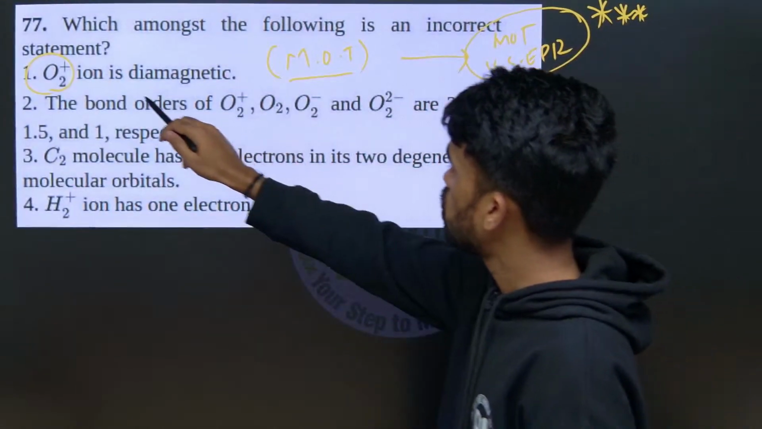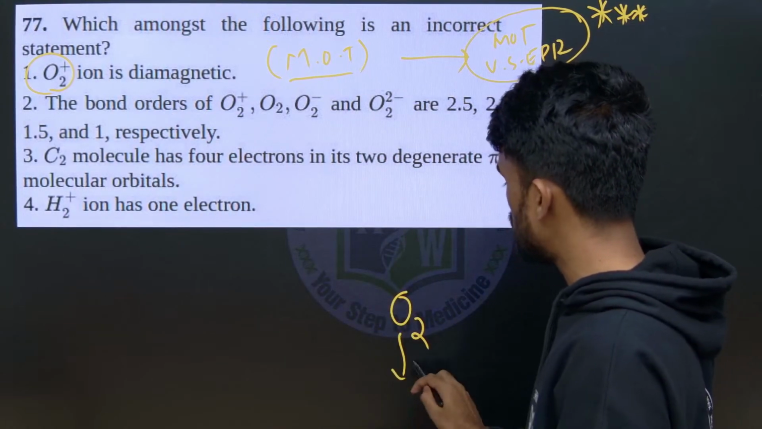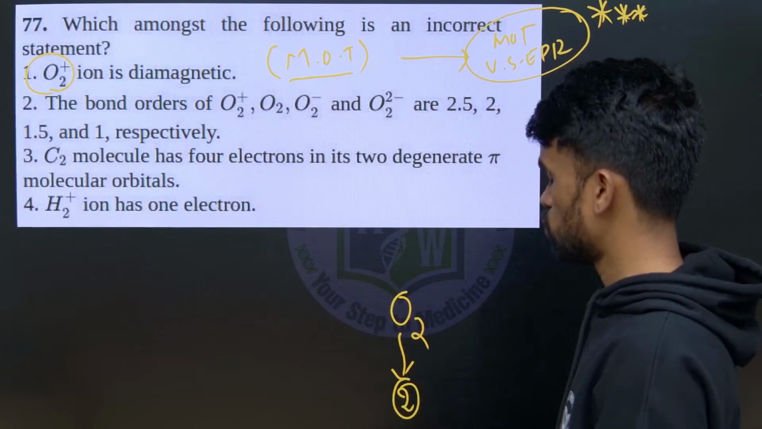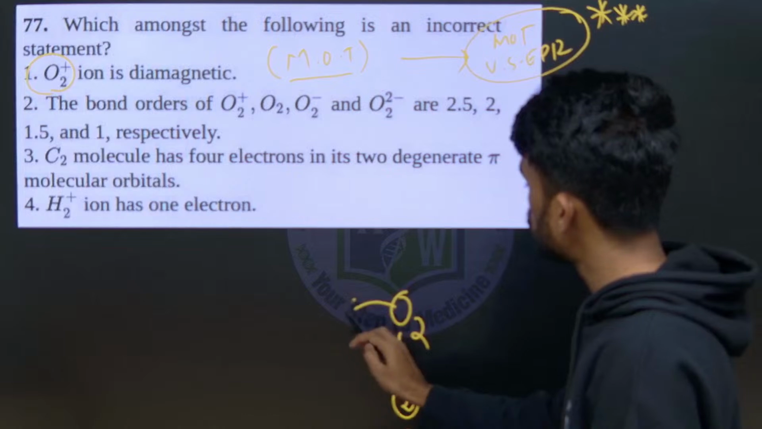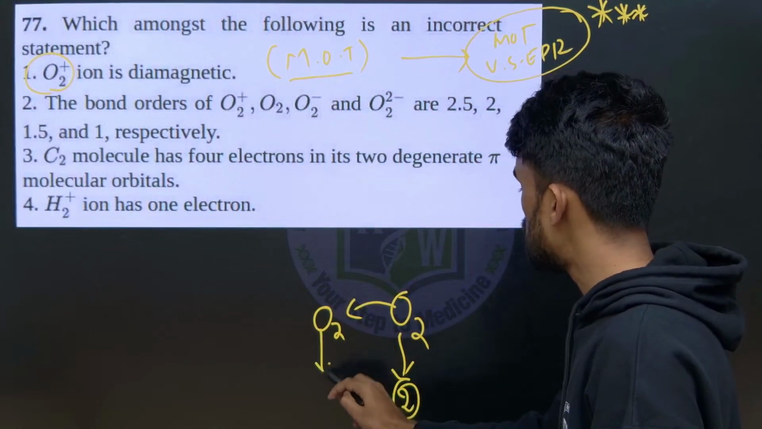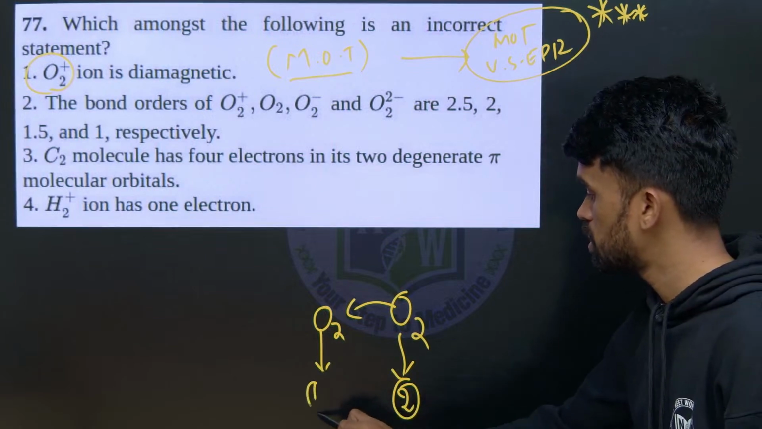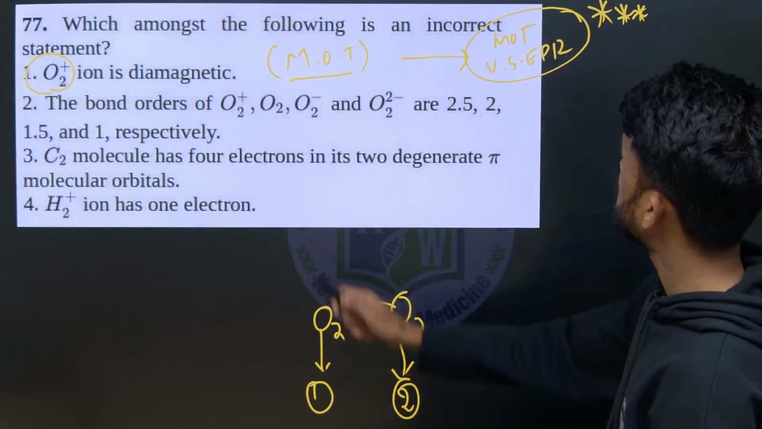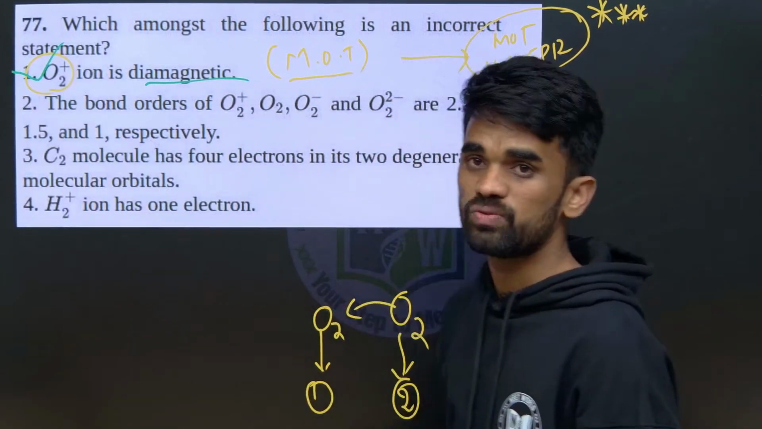Okay, so now O2. Whenever they are saying O2 molecule, it is paramagnetic, it is having 2 unpaired electrons. So if it is O2 plus, now from 2 unpaired electrons we are removing 1. So it means 1 unpaired electron is there now. So this is also paramagnetic. But he is saying diamagnetic. So the first statement itself is incorrect. So you can choose the first option.